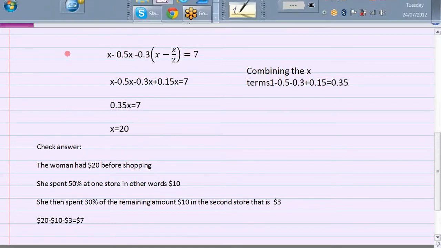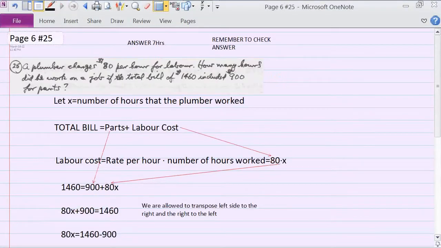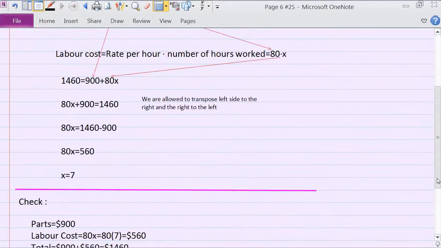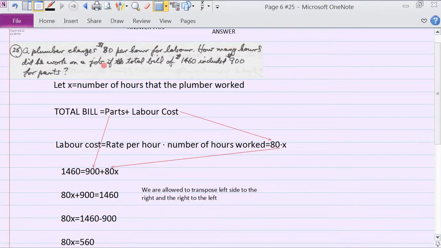So let's go to the next problem. And this is the last problem. And here we're told that a plumber charges $80 per hour for labor. How many hours did he work on a job if the total bill of $1460 included $900 for parts? So the total bill is $1460. Let X equal the number of hours that the plumber worked.